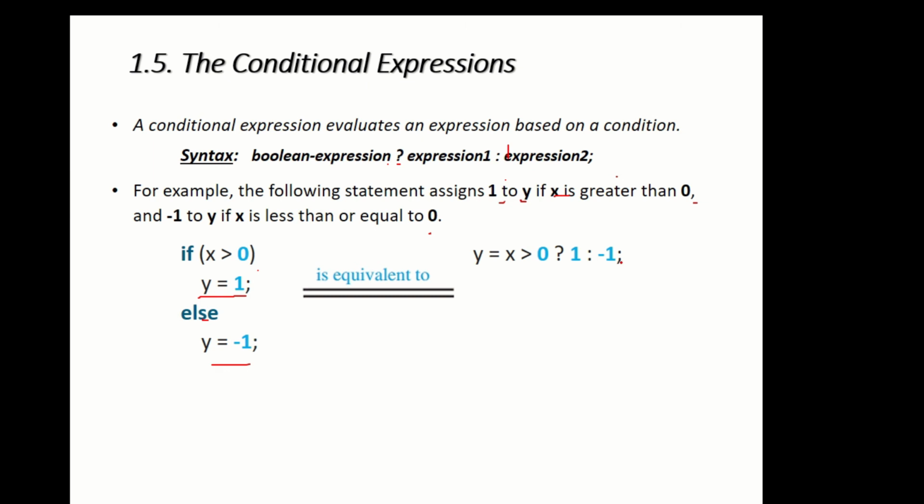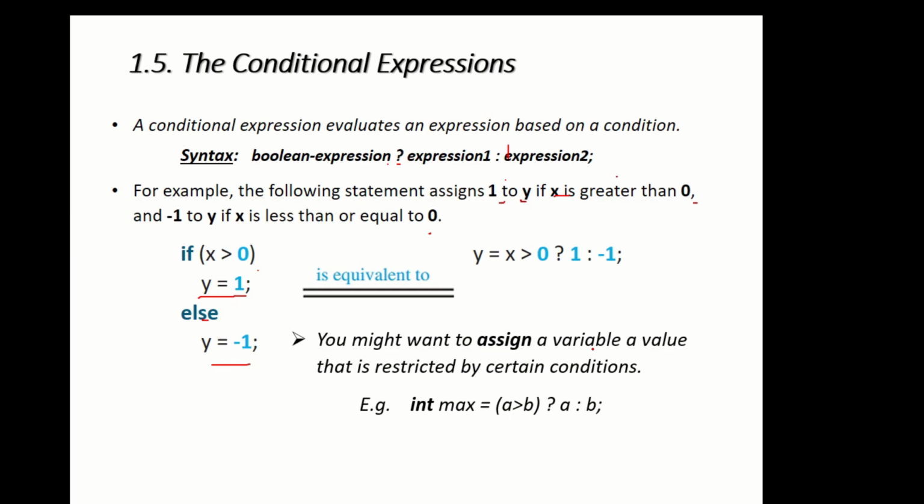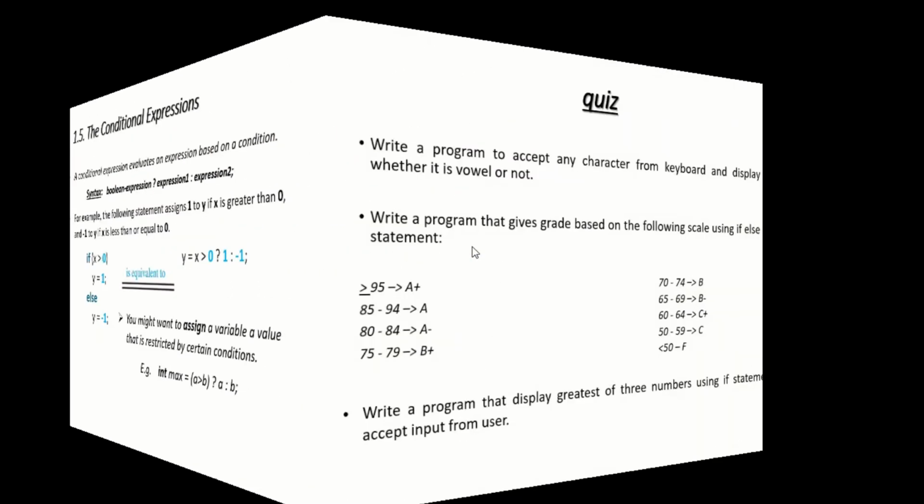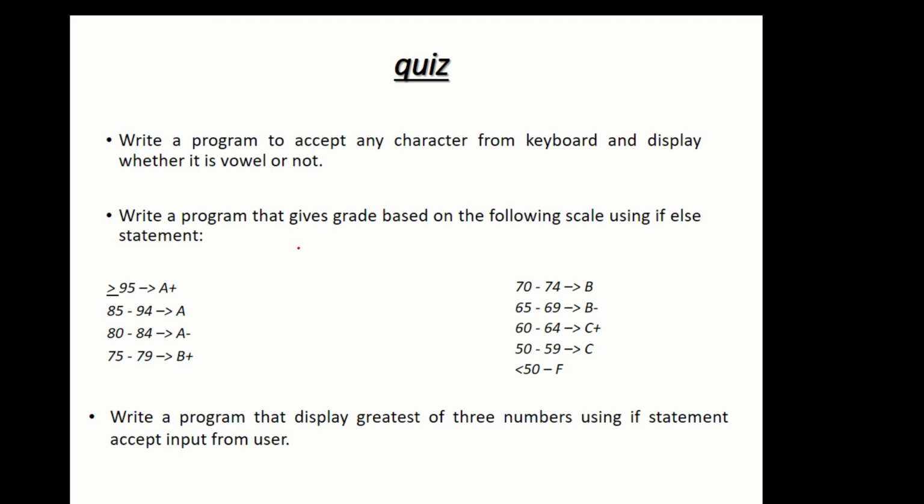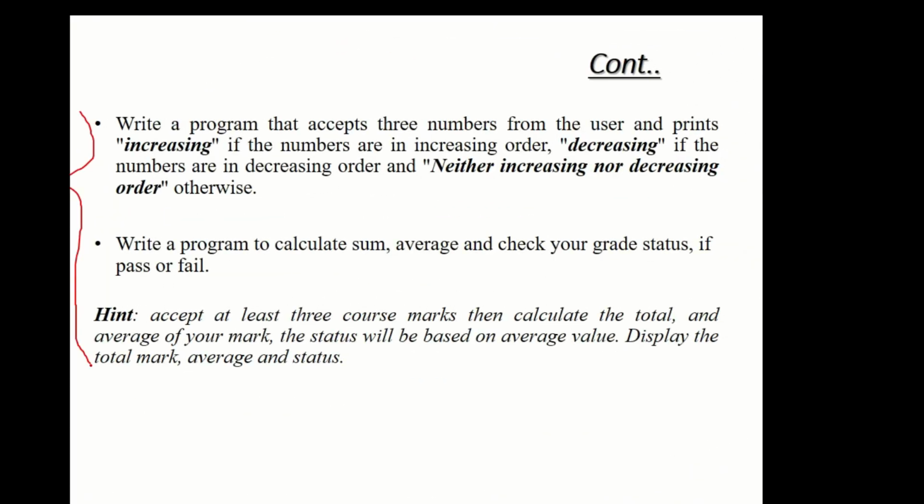We can do each with examples in the practical session. You might want to assign a variable a value that is restricted by certain conditions. Example: int max = (a > b) ? a : b. This type of boolean expression is also the same, and you have to do this as a quiz or practice by yourself. This is also an example you can do by yourself as an exercise.